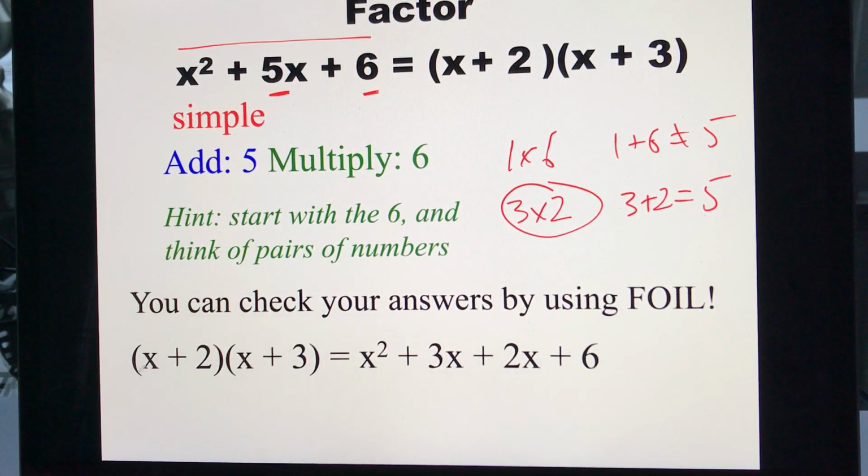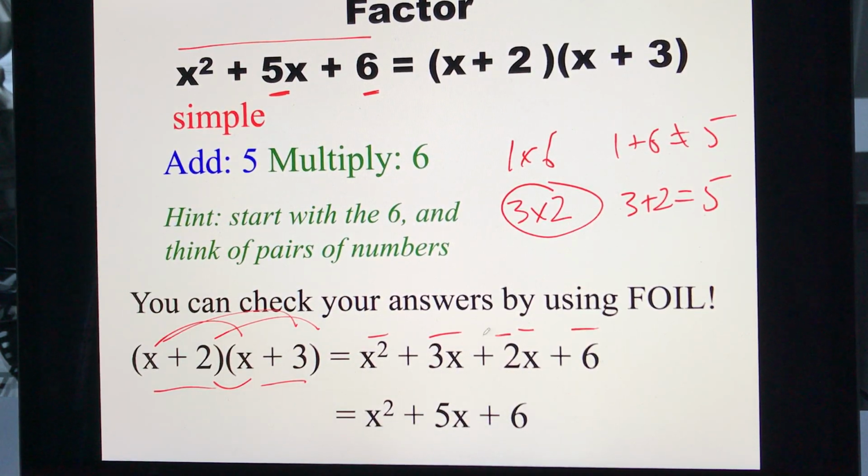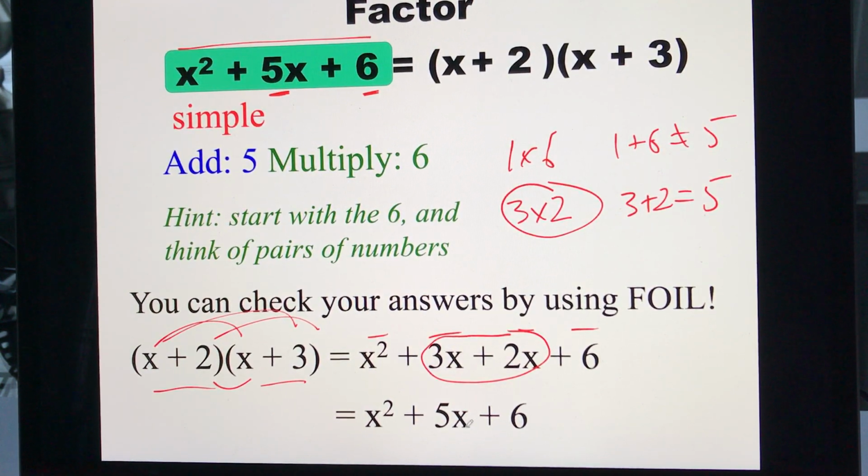So if I have x plus 2 times x plus 3, I do first, outside, inside, last, and then I add my two middle terms together, my 3x and my 2x, and that gives me the 5x. If I take a look, I'm back to the x squared plus 5x plus 6, which is what I started with. So it's this process that goes back and forth. If I have this trinomial, I can factor it. If I FOIL the factored version, I go back to the same trinomial. So I can always check and see if I'm right with FOIL.